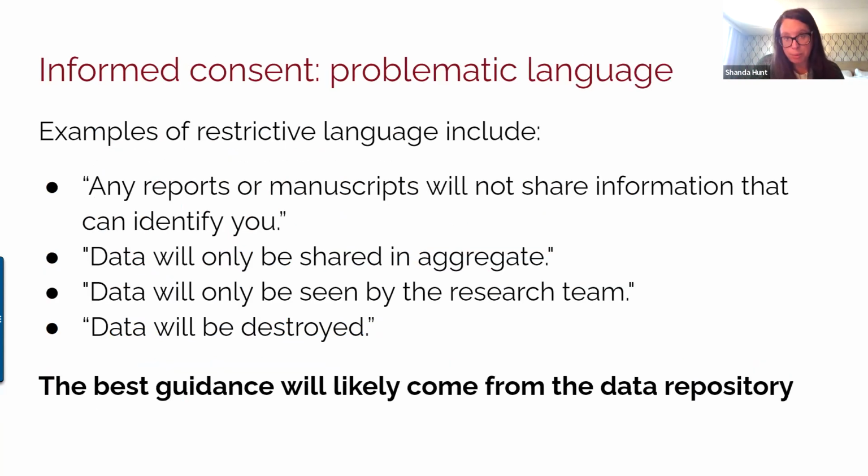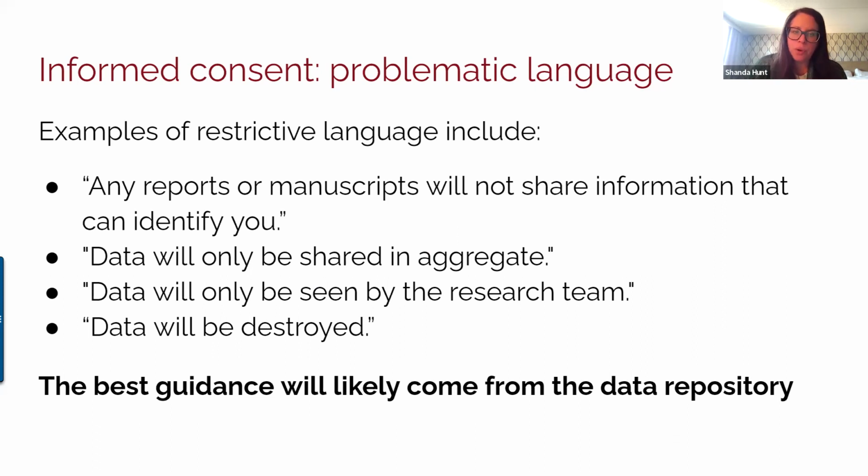A really common problem that we see with data sharing is the informed consent language. Examples of really restrictive data sharing language that we have seen over the years include things like, any reports or manuscripts will not share information that can identify you. This is misleading in terms of data sharing, because we're not talking about data in that statement. We're talking about manuscripts, presentations. A data set is quite different. We're talking about individual level data.